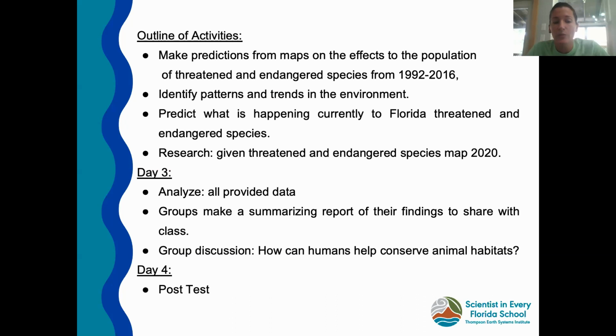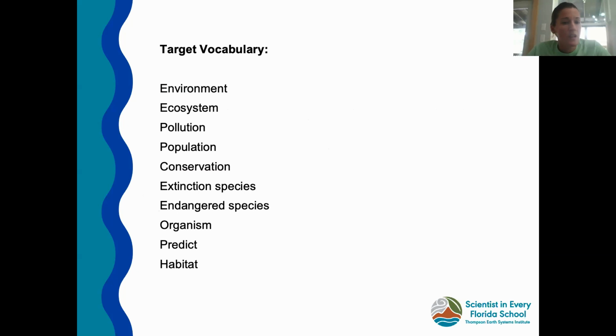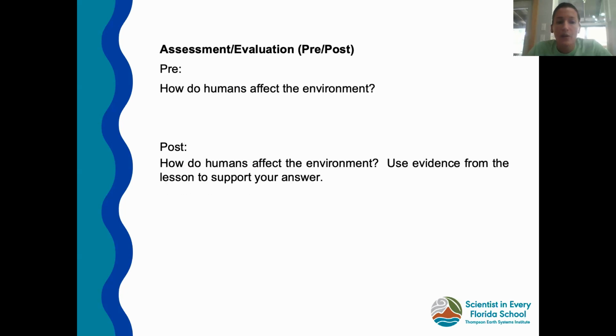And the last day would be a post-test, which would be the same writing prompt given to your class, but now, at the end. And again, the writing prompt is so that regardless of your grade level, your kids could do it. Next slide. That's just some of our target vocabulary that our kids would need to learn. Next slide. And then our writing pre-prompt was how do humans affect the environment? And then our post was how do humans affect the environment? But they need to use evidence from their activity throughout the week to support their answer.